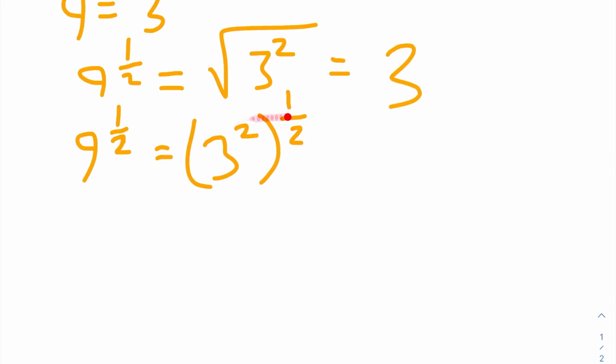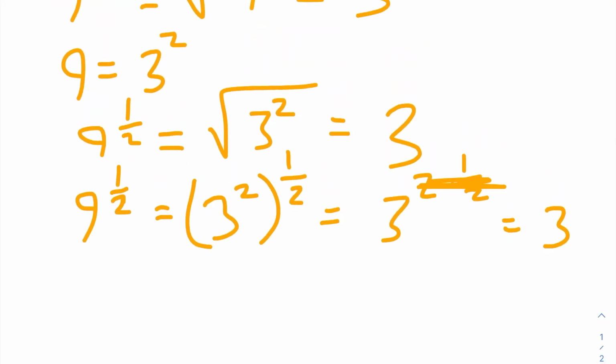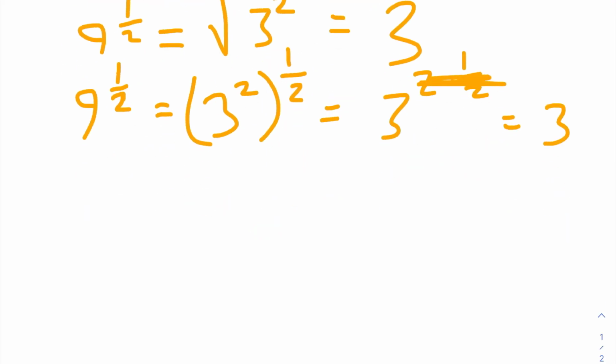And in this case, we get 3 to the power of 2 times 1/2. And when we multiply a number by its reciprocal, we get 1. So we get 3 again, because these two cancel out. So either way, we get rid of the power of 2. So that's why when we take a number, let's say x to the power of 1/2, it's the same as taking the square root of x, because they both essentially do the same thing.